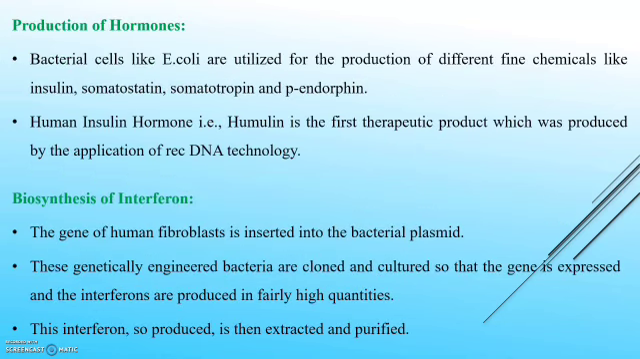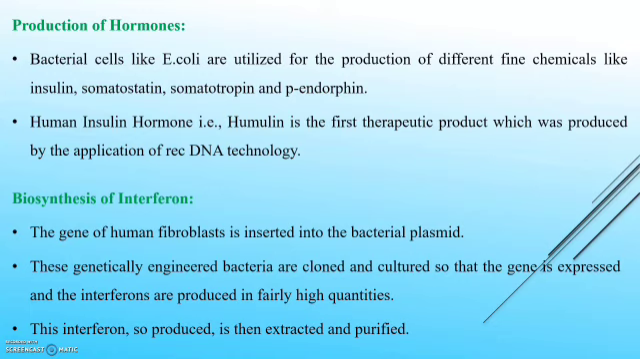And the next application of this recombinant DNA technology is the production of hormones. Bacterial cells such as E. coli are utilized for the production of different hormones or chemicals such as insulin, somatostatin, somatotropin, and beta-endorphin. Human insulin hormone, also known as humulin, is the first therapeutic product which was produced by the application of this recombinant DNA technology.